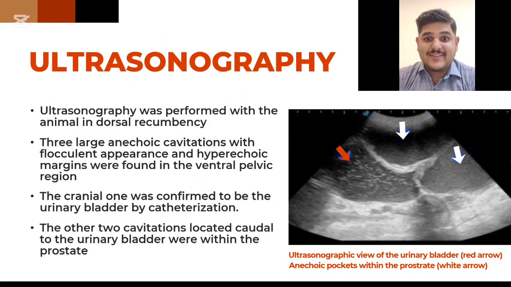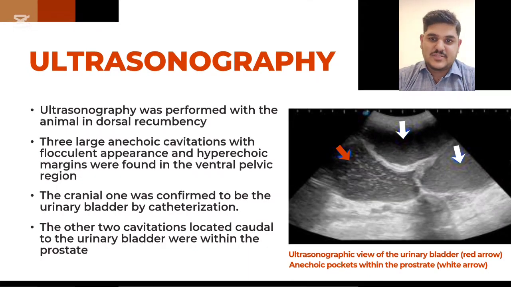Ultrasonography was used, and 3 cavities were found inside the abdominal cavity. One of the cavities was the urinary bladder, which was confirmed by catheterization and inserting normal saline into the bladder while monitoring ultrasonographically, and the other 2 cavitations, anechoic cavitations with hyperechoic margins, were prostatic abscesses.